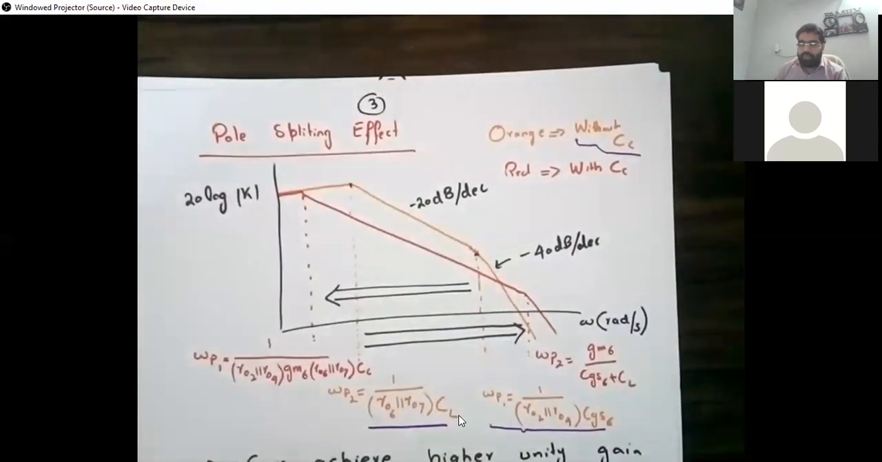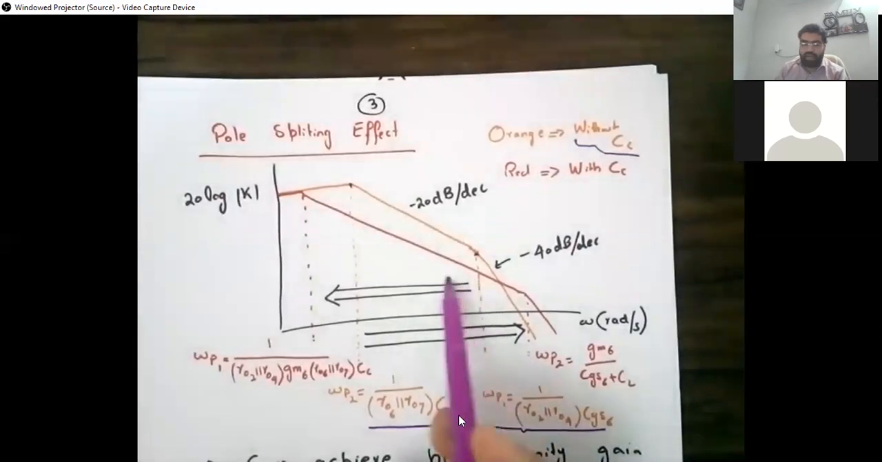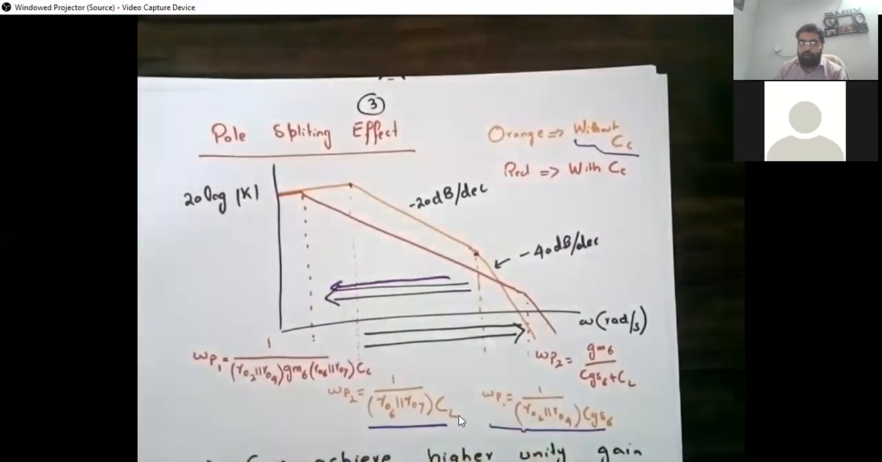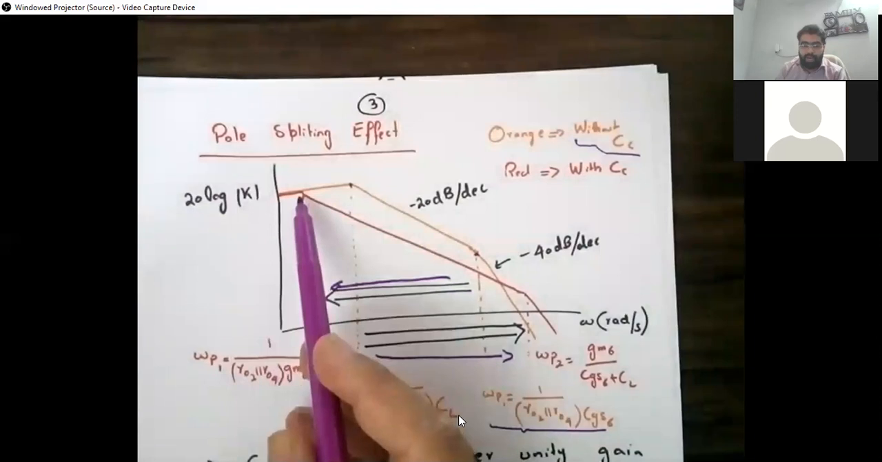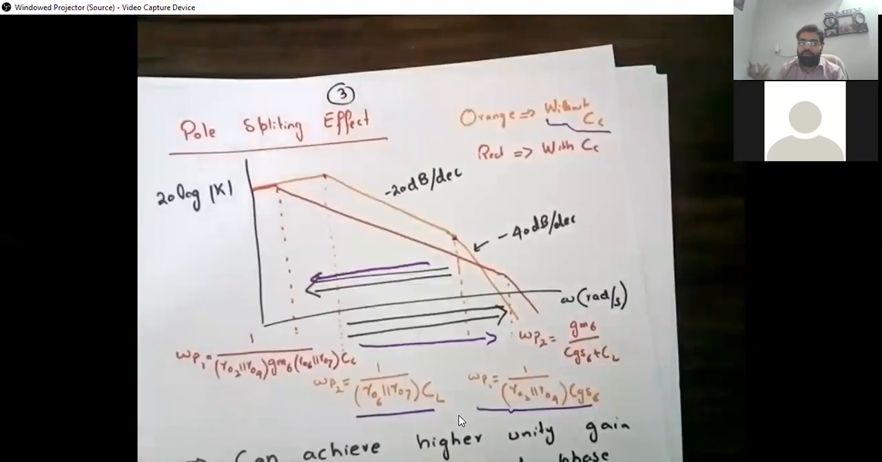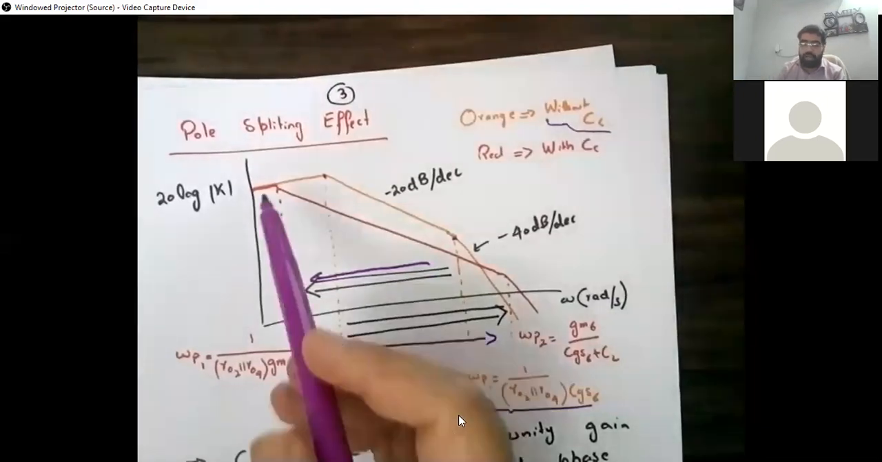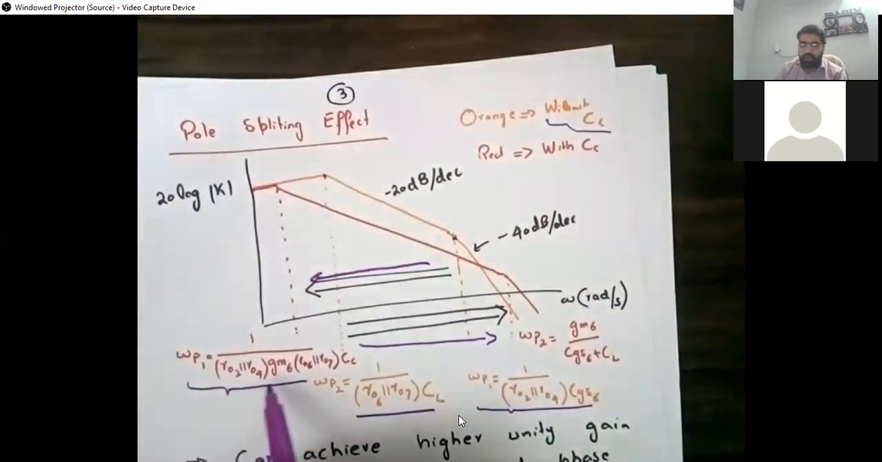Now, after adding the compensation capacitor, what happened dramatically is that omega P1 shifted more towards the left-hand side and became the dominant pole. Previously it was a non-dominant pole, and omega P2, which was previously the dominant pole, shifted towards the right-hand side and became a non-dominant pole. So now the overall bandwidth reduced. As we can see, there is some price we have to pay, and that price is in the form of bandwidth, because of the capacitor. The first pole omega P1 is lying at RO2 in parallel with RO4 times GM6 times RO6 in parallel with RO7 times CC.